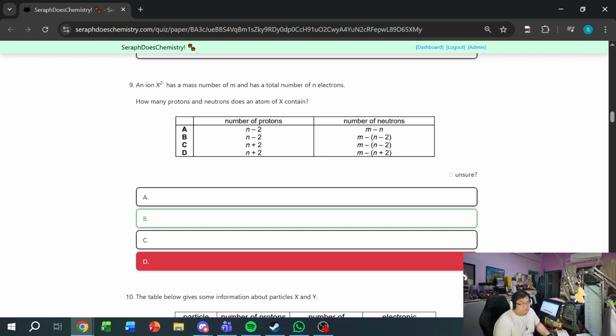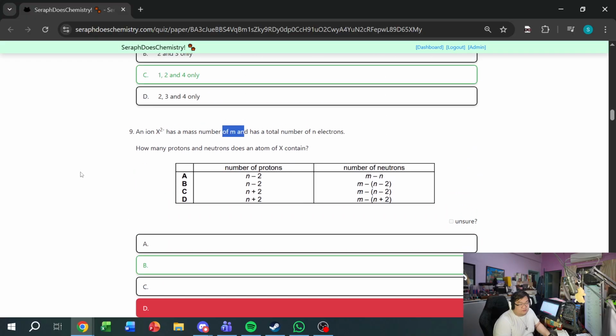Okay, why? Okay, explain why is the number of proton. Yeah, so in this case, number of neutron will be mass number minus proton. So your proton is n minus 2, then n will minus the n minus 2. Okay, make sense? Okay, question 10.